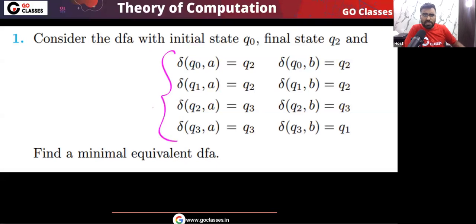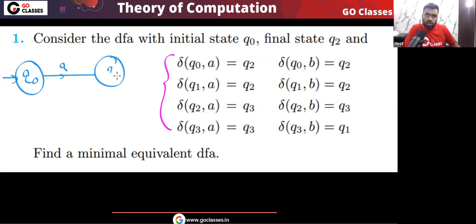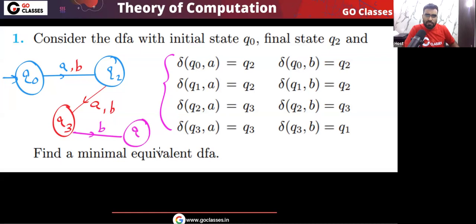First, is there any unreachable state here? First you remove any unreachable state. From the initial state, see, initial state is Q0. On A, you can go to Q2. So Q2 is reachable. On B also you are going to Q2. Next, from Q2 on A and B, you can go to Q3. So Q3 is also reachable. From Q3 on B, you can go to Q1. So Q1 is also reachable.